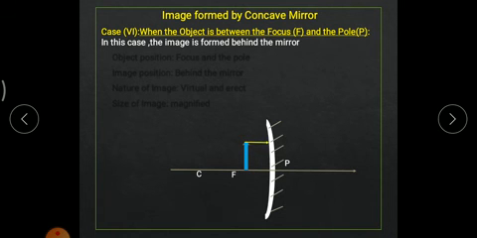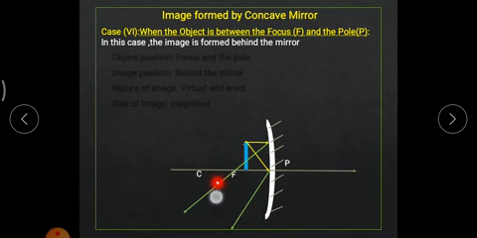Again, I have to take two rays. The first ray is this, parallel to the principal axis. It will pass through the focus. This green line is the reflected light ray, passing through the focus. Another ray I have to take, this one, as the incident ray. Again, it is passing through the pole, and it would be reflected over here.